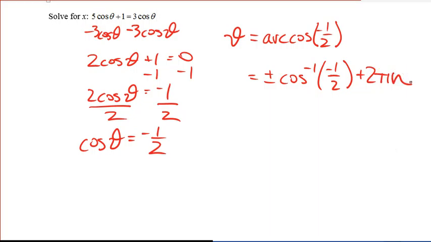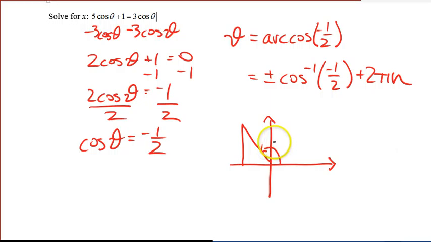Okay, now this is a little bit of review. How can we figure out what the inverse cosine of negative 1/2 is? Well, let's start by drawing our angle. We remember that inverse cosine is going to give us an angle in quadrant 1 or quadrant 2, and because the argument is negative, the angle must be in quadrant 2. So okay, we'll draw our angle.